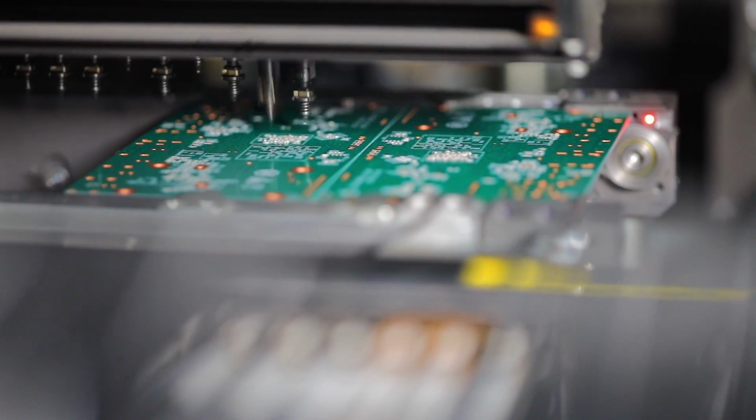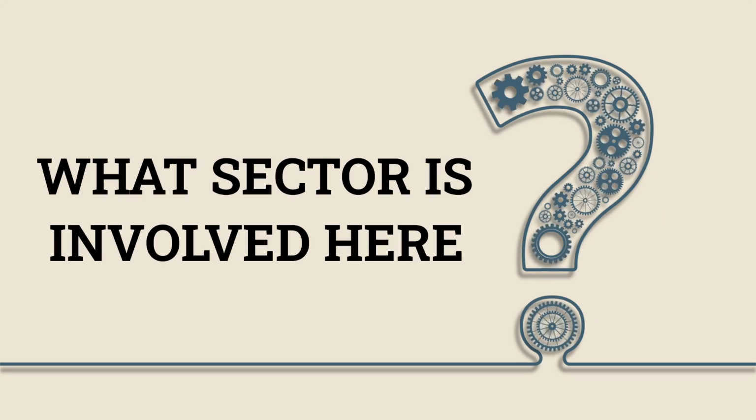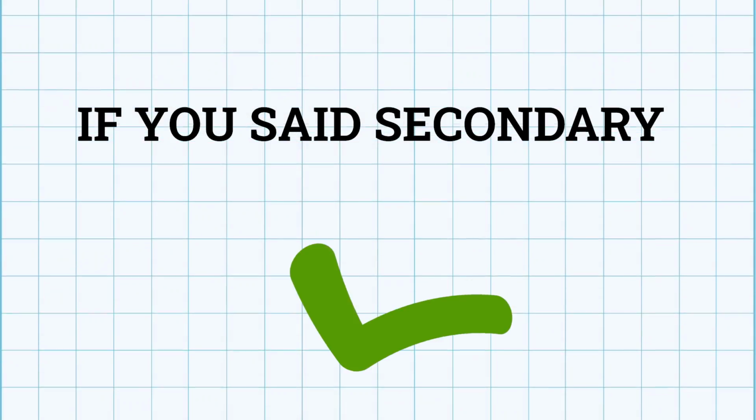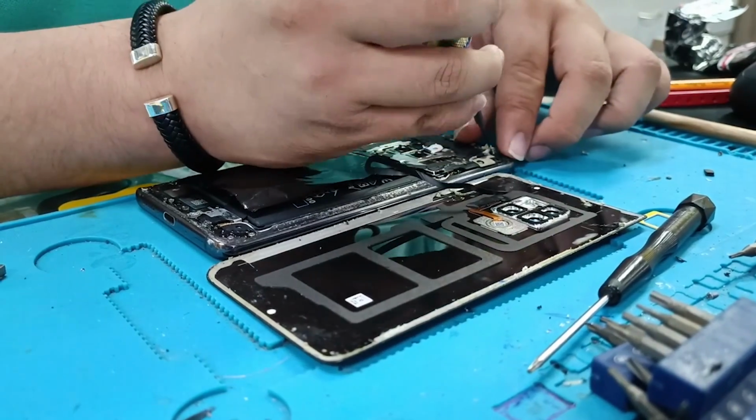Number 4. A factory makes smartphones using raw materials. What sector is involved here? If you said secondary, you're right. Manufacturing and production are part of the secondary sector.